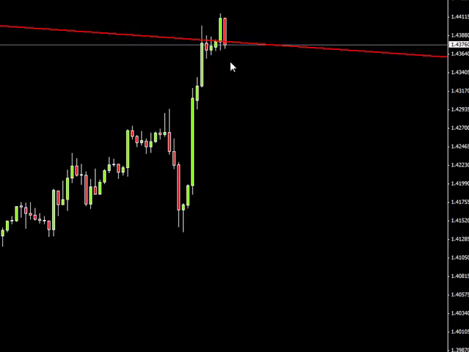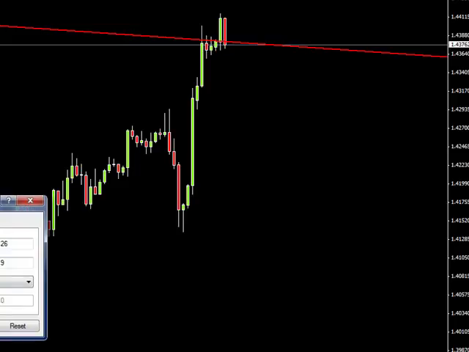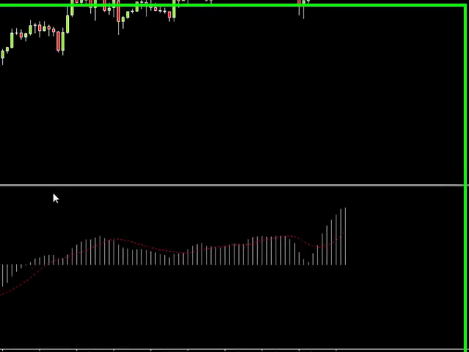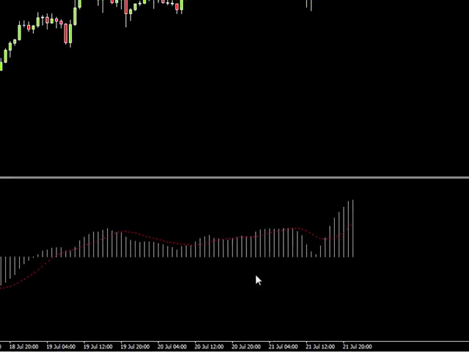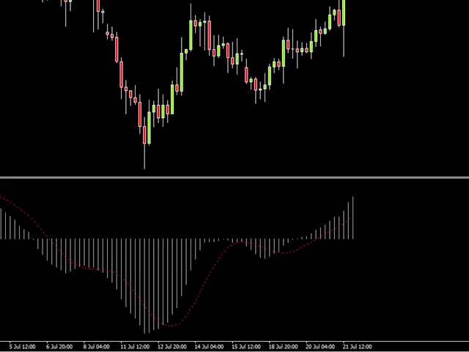So keep your eye on it, guys, or eyes even. And let's have a look at MACD, see if there's any divergence going on. No, I don't see anything there from the 4 hour. No, don't see anything.